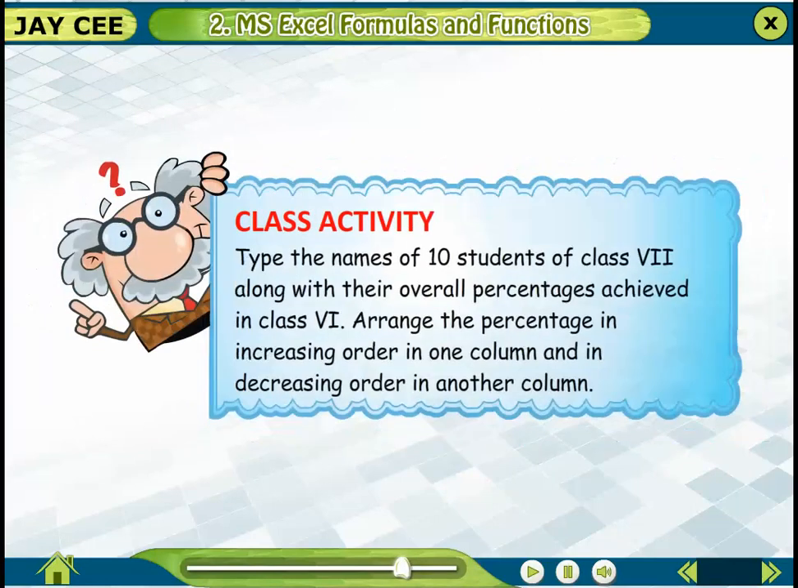Class activity. Type the names of 10 students of class 7 along with their overall percentages achieved in class 6. Arrange the percentage in increasing order in one column and in decreasing order in another column.